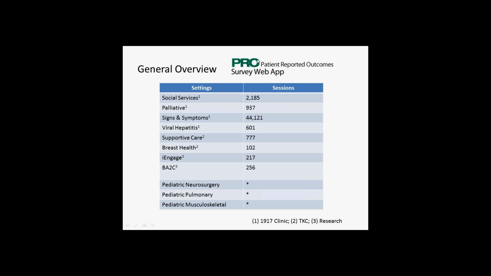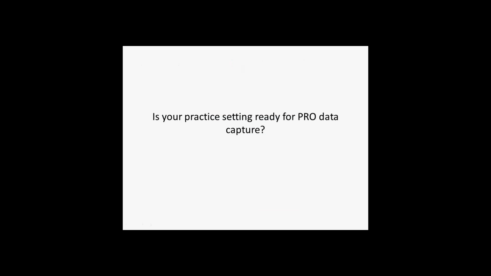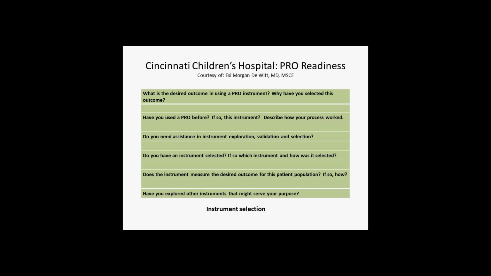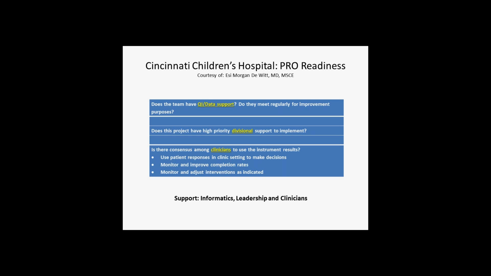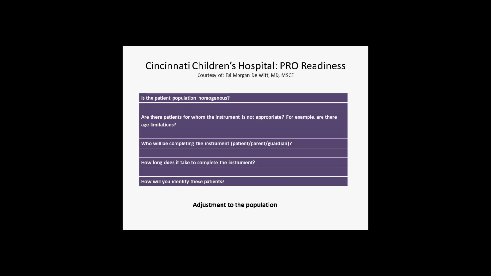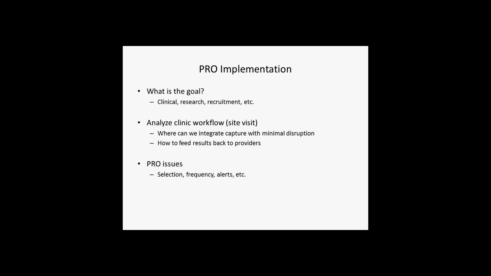And we've used it to do signs and symptoms forms. We use it in our palliative care clinic, and certainly a lot of other clinics that we've had before. And pediatric neurosurgery has started. I think they have a little bit less than 20 now. But you have to ask the question of whether what you're doing is ready for patient-reported outcomes practice. You can go through these slides to think about it, but let's not go through those things right now.